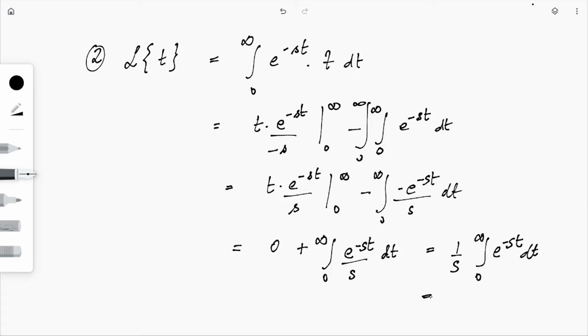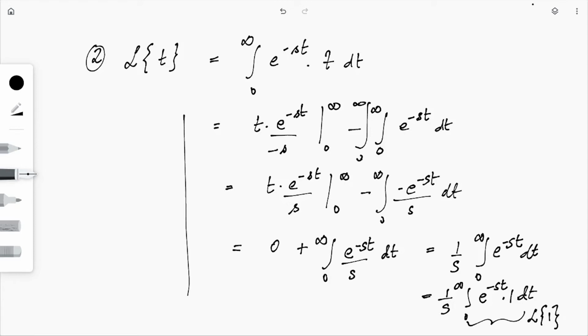I can write this as 1 by s into integral 0 to infinity e raised to minus st into 1 dt. Okay, so this is nothing but the Laplace transform of the constant function 1. And what was that value? Just now we had seen in the first example, it was equal to 1 by s.